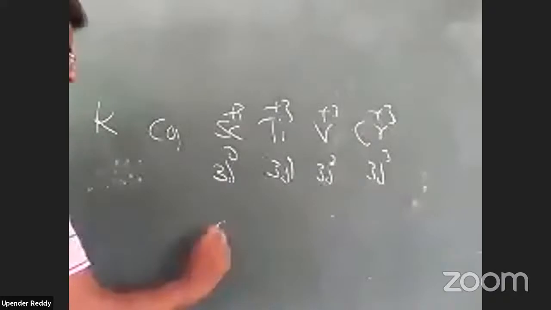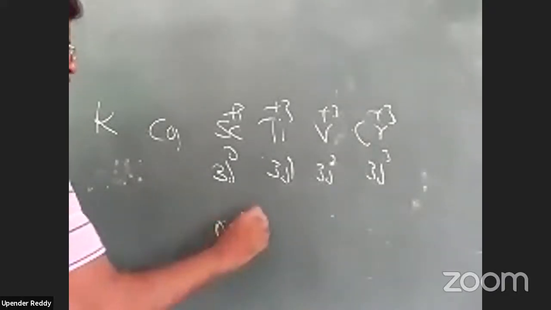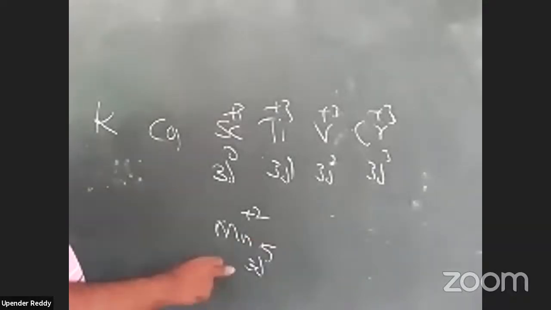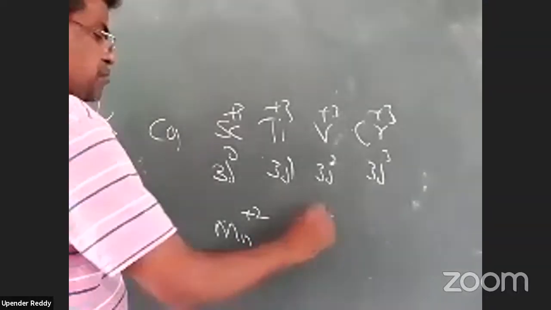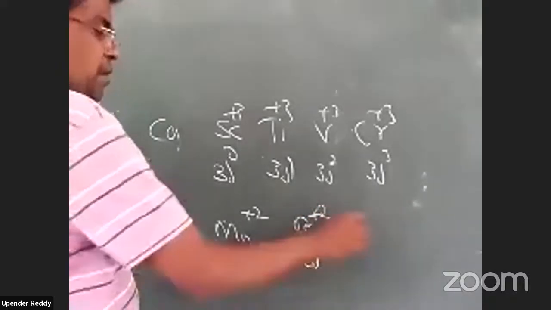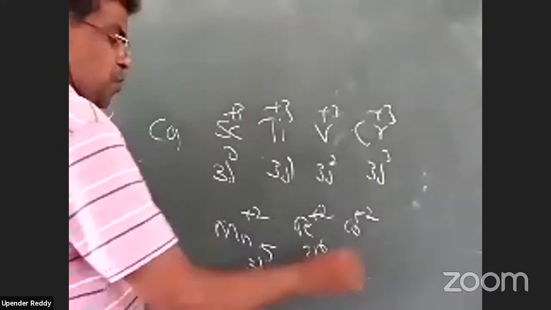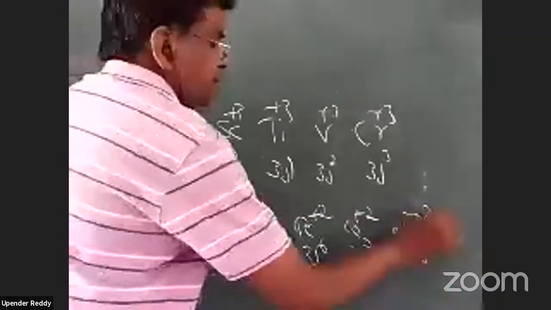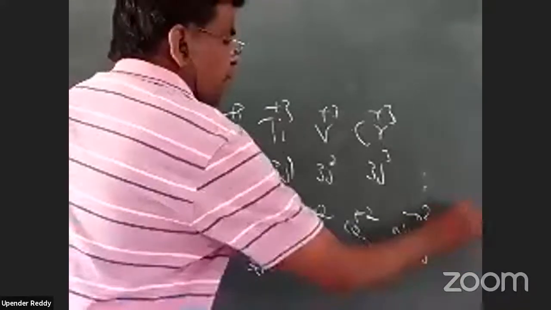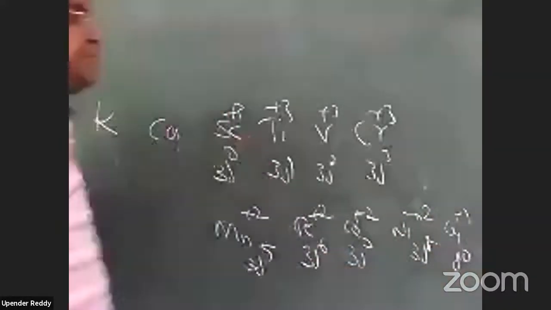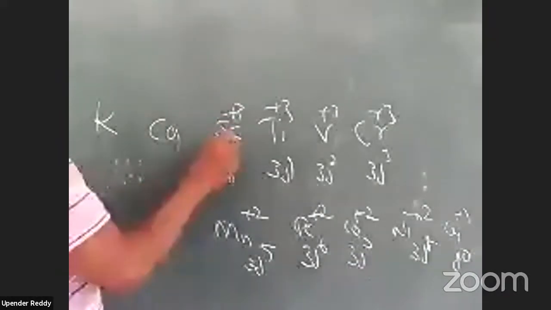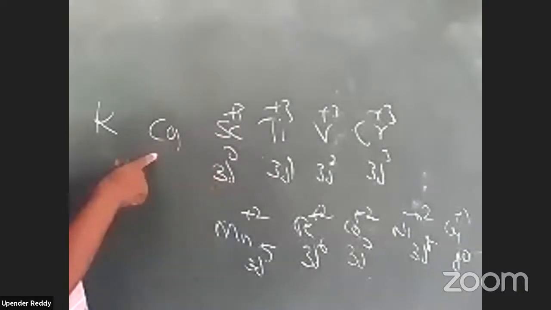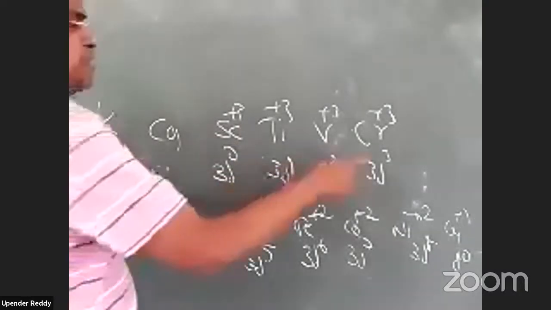similarly, manganese plus 3, plus 2, 3d5, because plus 2 is stable, and iron plus 2, 3d6, cobalt plus 2, 3d7, nickel plus 2, 3d8, copper plus 1, 3d10. Here, 3 electrons in the pool for scandium. Here 1 electron, 2 electrons, 3 electrons.